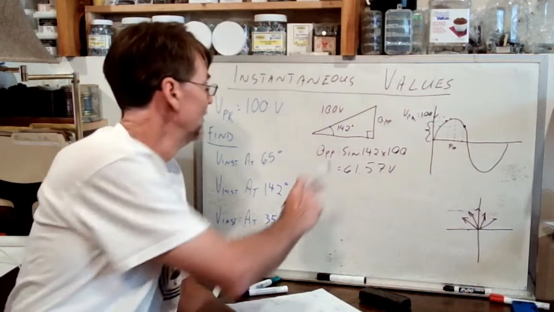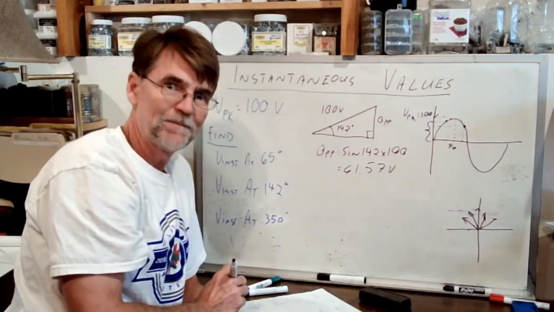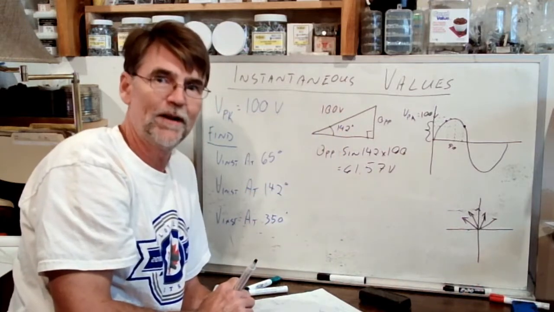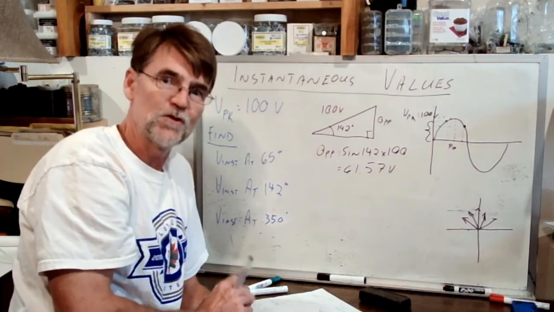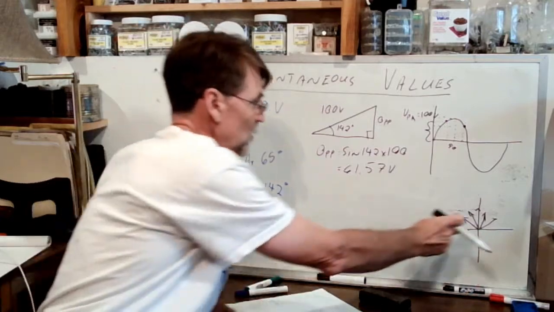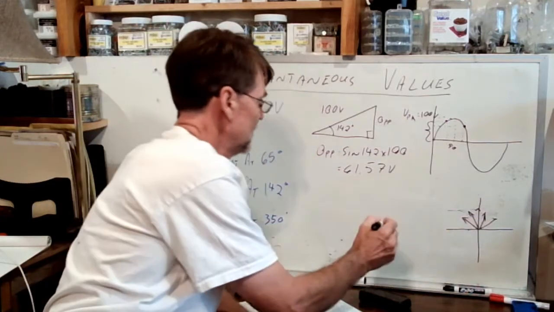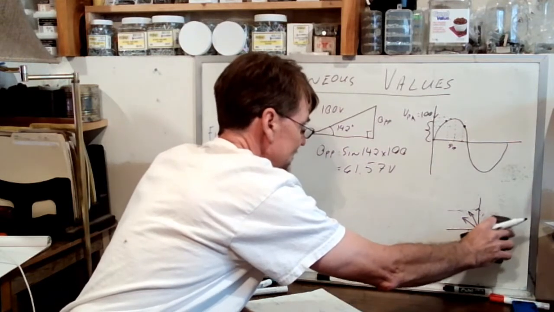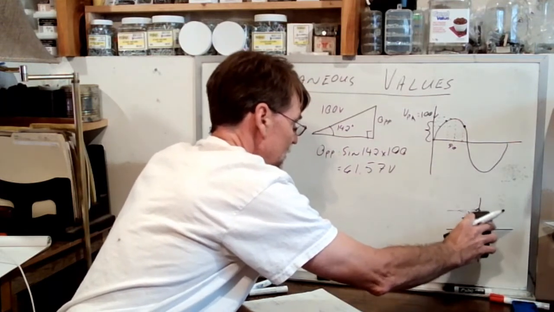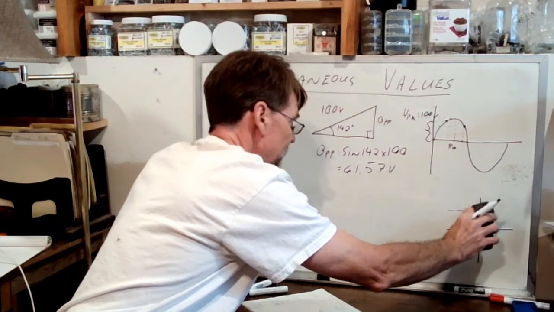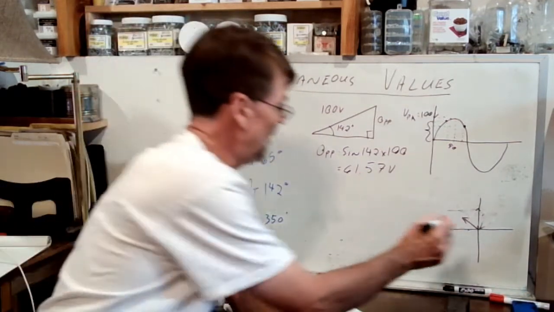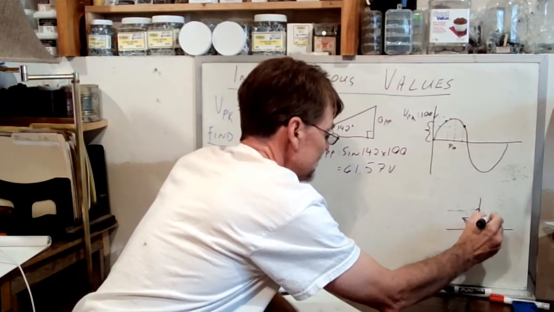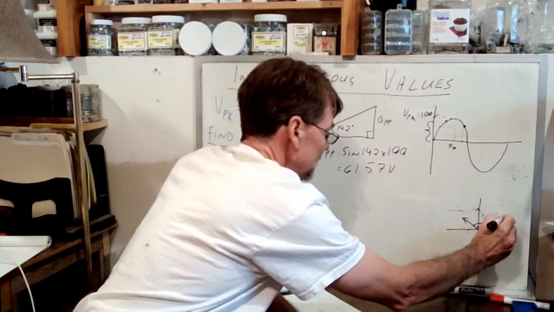But hang on. Does that bother anybody? 142 degrees as the inside angle in a right angle triangle? That doesn't exist. So what's happening here? Let's go back and clean this one up. Maybe that vector's in about the right spot. Right there is our 142 degree angle.